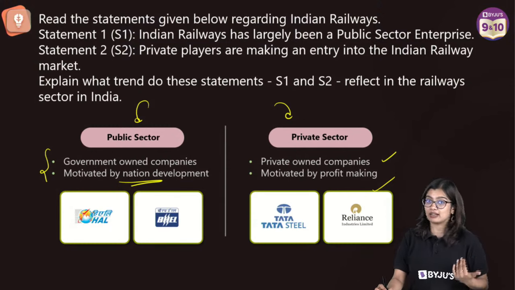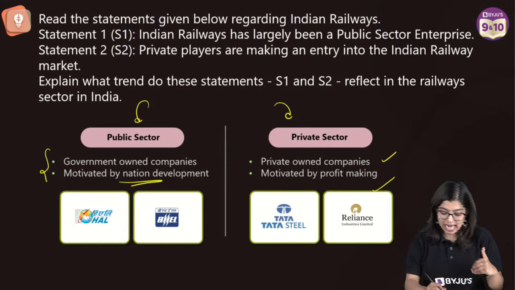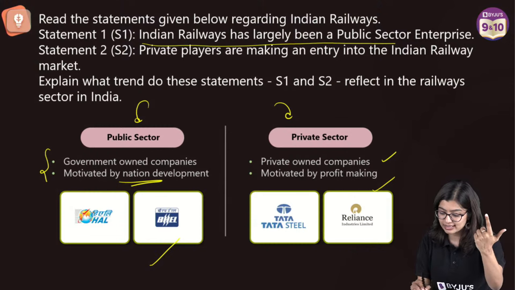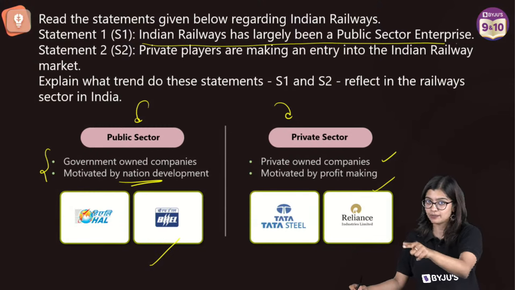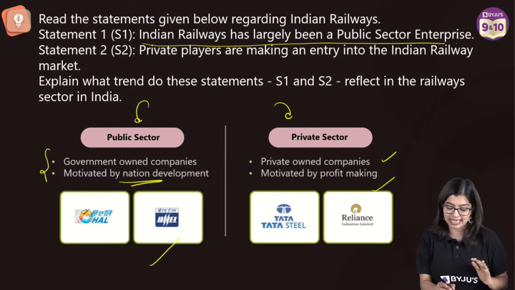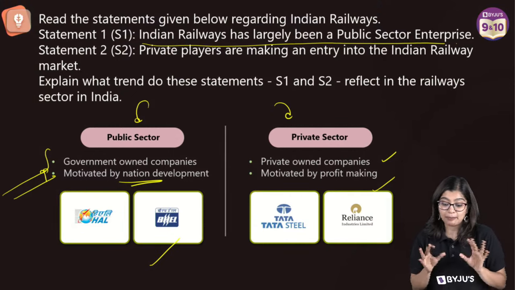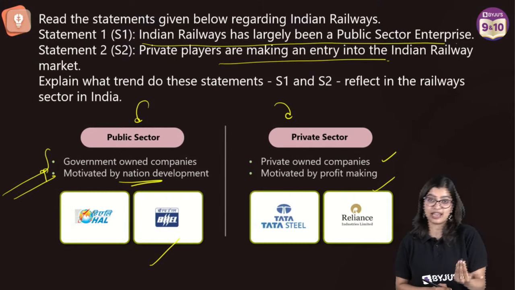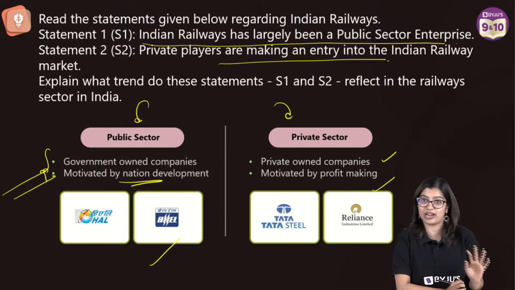And if a private sector has to get involved in a public sector like the railways, mainly they are saying Indian Railways has largely been a public sector enterprise. So mainly Indian Railways has been owned by the government. Now what are they saying? That private players are making an entry. That means private players, like for example, today I have Aishu Bakeries, tomorrow I want to have my own railway company.